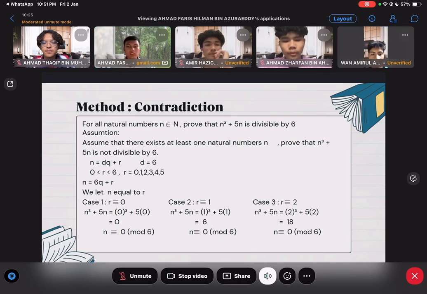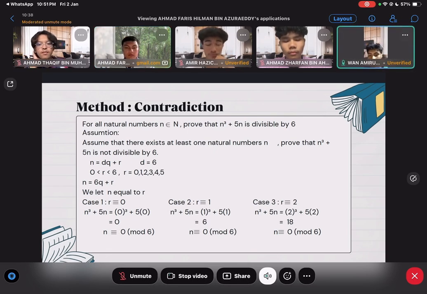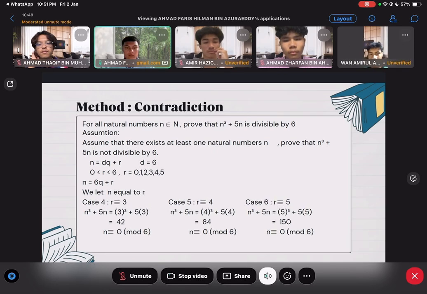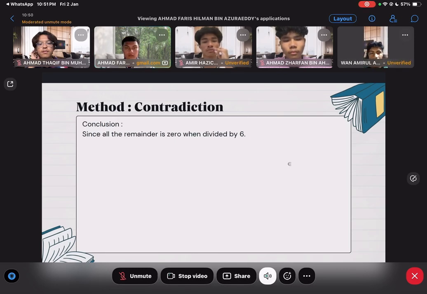We let n equal r. In case 1, r is equivalent to 0, n to the power of 3 plus 5n equals 0 to the power of 3 plus 5 times 0. We go on to the conclusion.